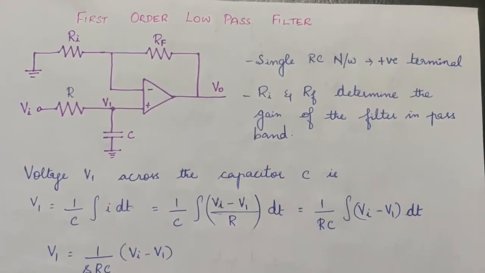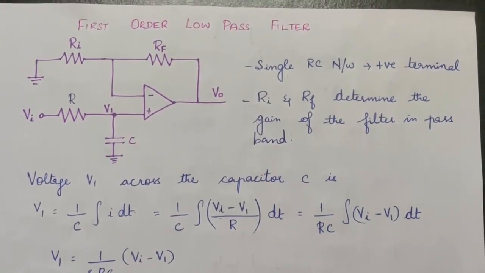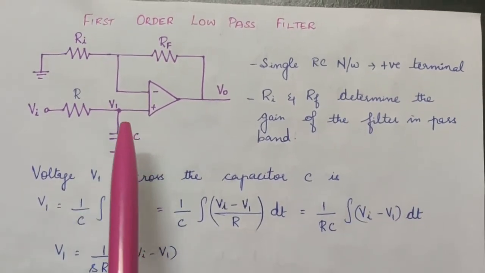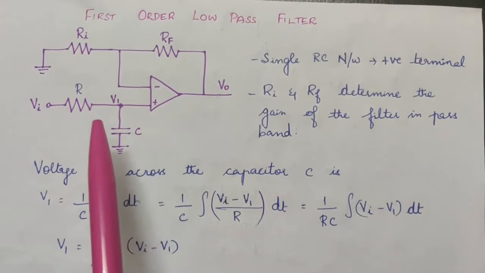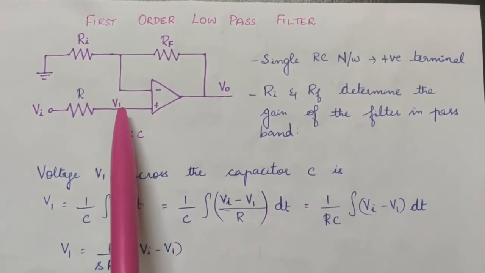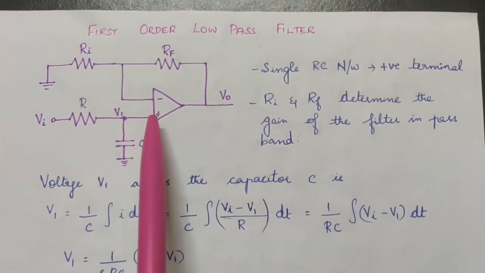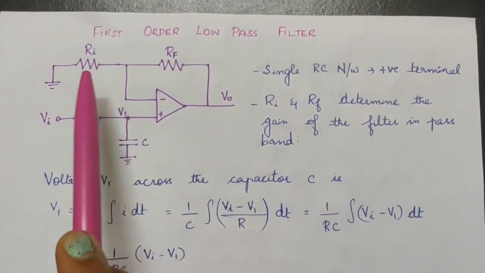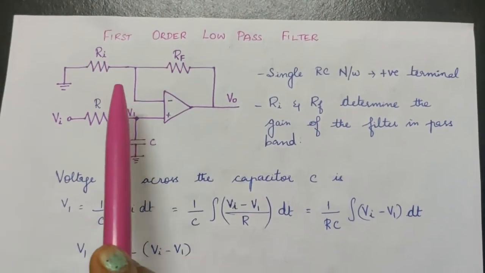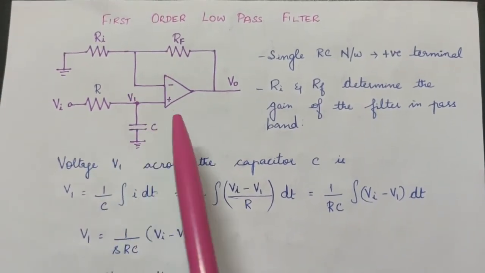Hello everyone, in this video we are going to see the derivation of the first order low pass filter. So this is the circuit diagram of the first order low pass filter, where a single resistor and capacitor are connected in series and this is connected to the positive terminal. Here RA and RF resistors determine the gain of the filter in the passband.